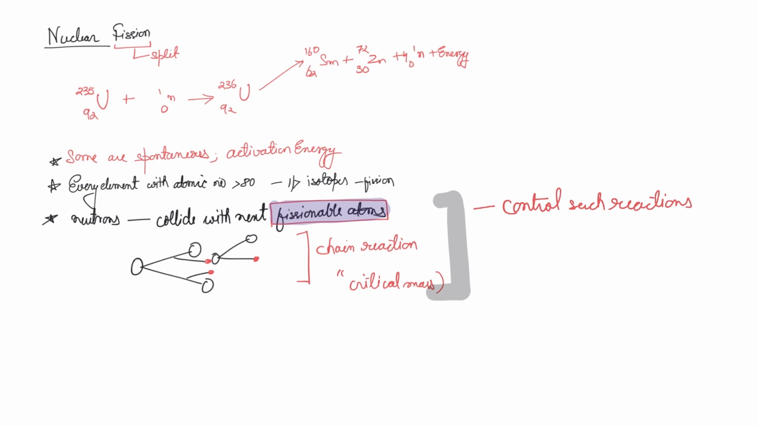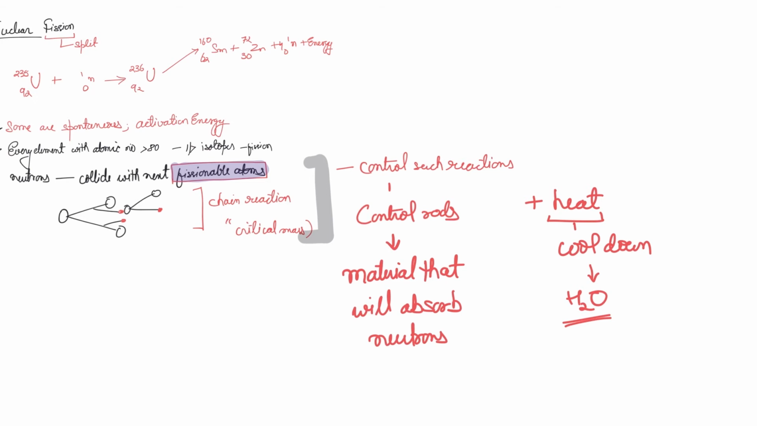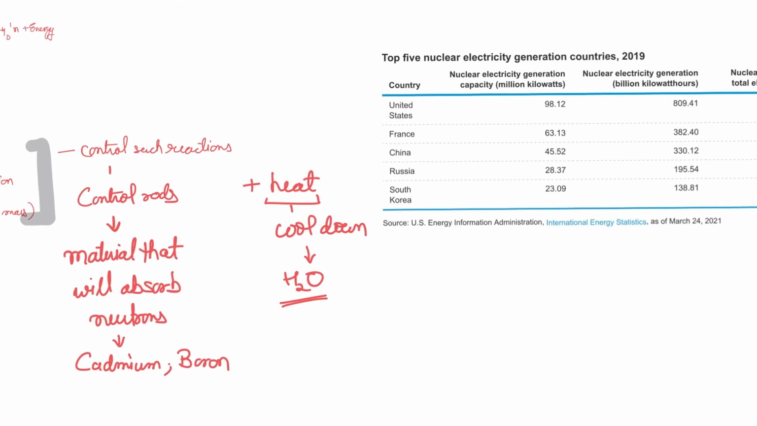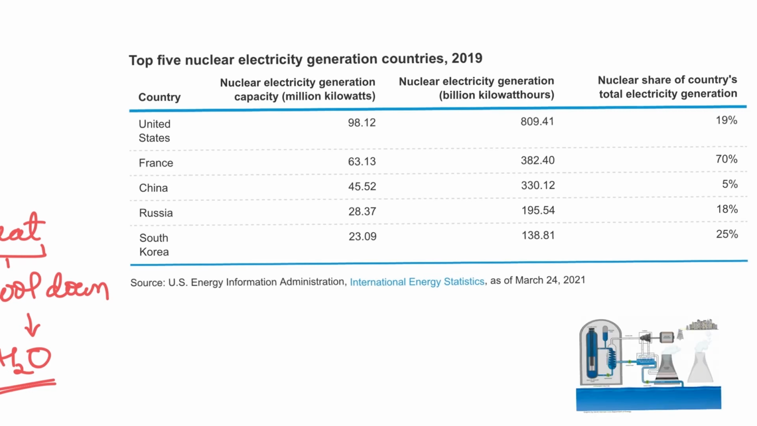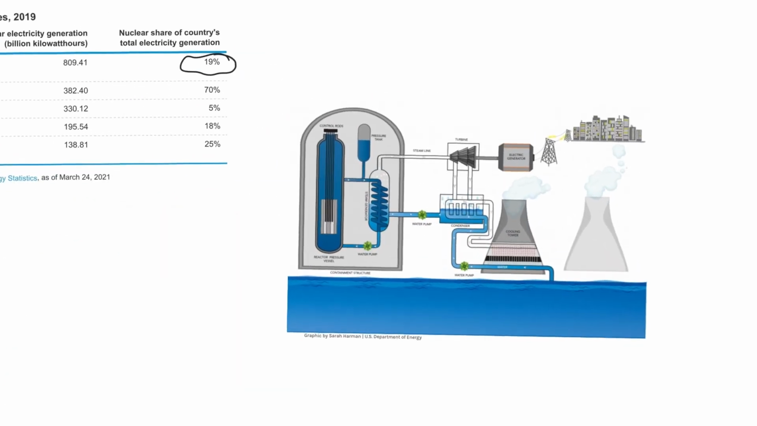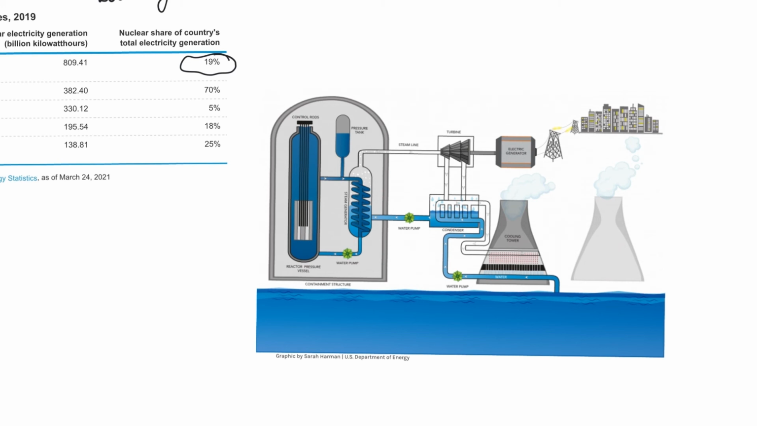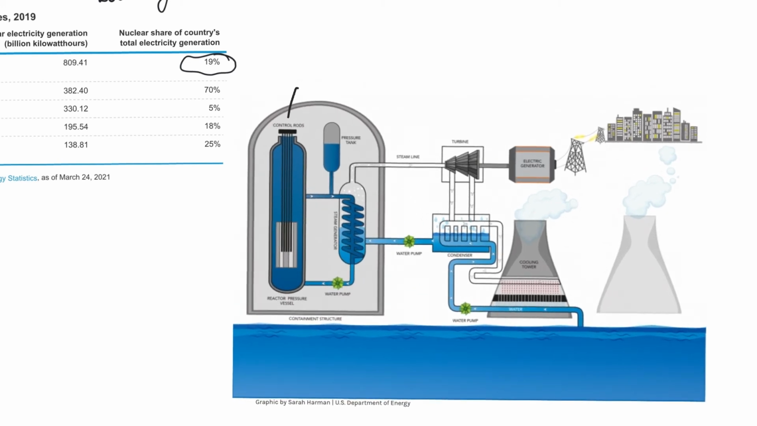No, we need to control these reactions, because if the amount of energy being produced goes on and on and on, we can destroy ourselves. So that is why we need to control the heat by cooling down, or we need to have control rods that will absorb some of those neutrons, like those of cadmium or boron. We use this to generate electricity, and as you can see, 19% of energy in the United States comes from this. So you can see these control rods. This is a nuclear reactor, thanks to the US Department of Energy for the schematic diagram. Those were the control rods and how they control the fission reaction.